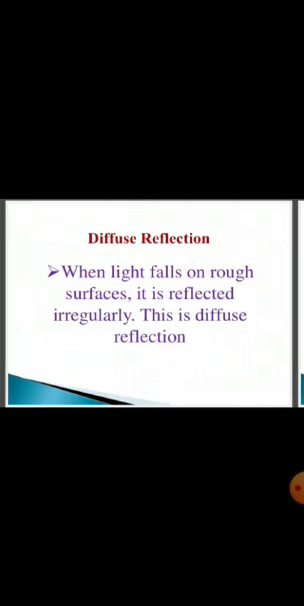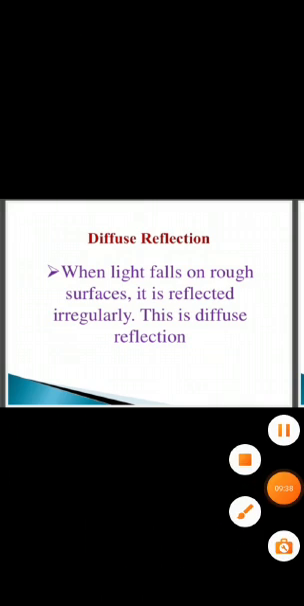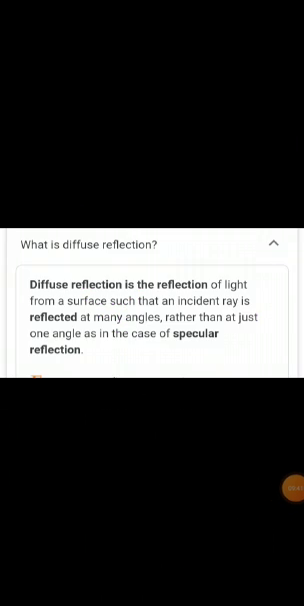But in diffuse reflection, the surfaces are always rough and look dull because they scatter light in all directions, and this type of reflection is known as diffuse reflection. For example, when light rays hit any rough surface, such as a door or wall, an incident ray is reflected at many angles rather than at just one angle as in the case of regular reflection.